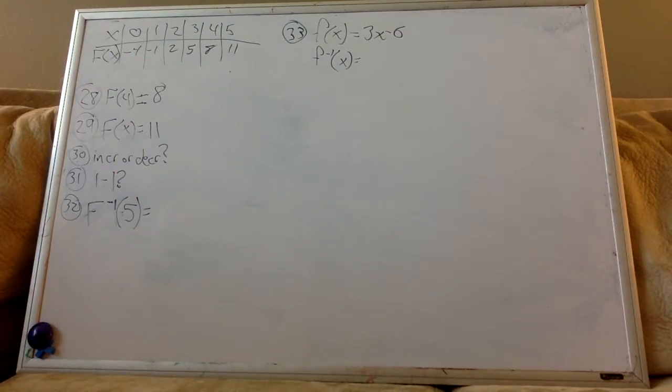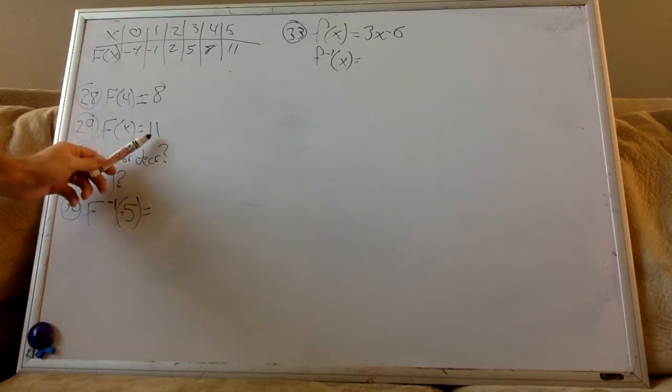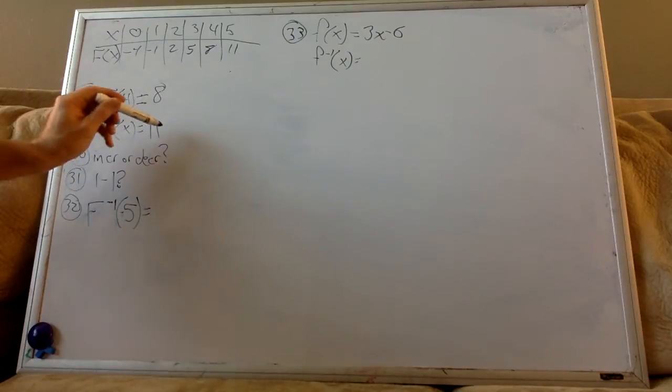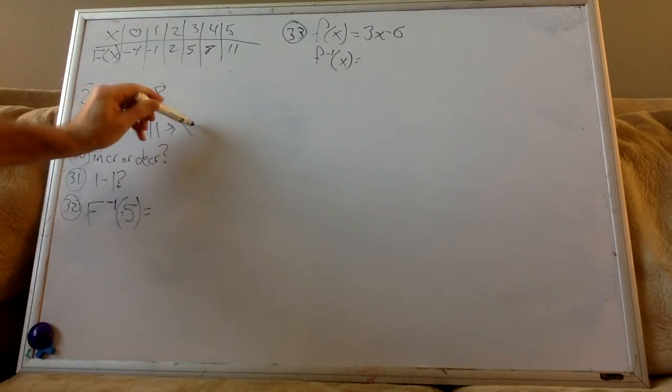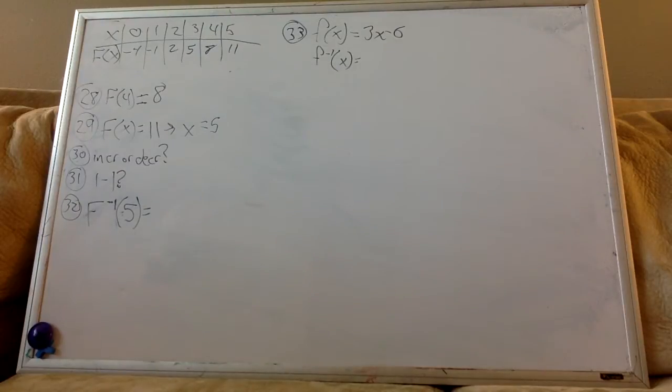Now in this case, we're trying to figure out what is the x value that would give us an output of 11. So what input gives me an output of 11? Well, if I look through here, my output 11 is related to my input of 5. So f of 5 equals 11.